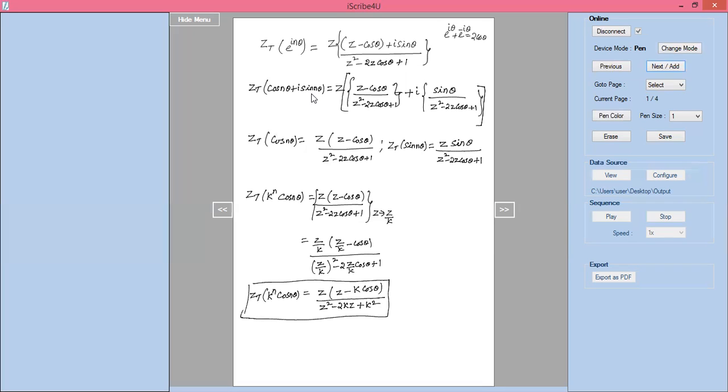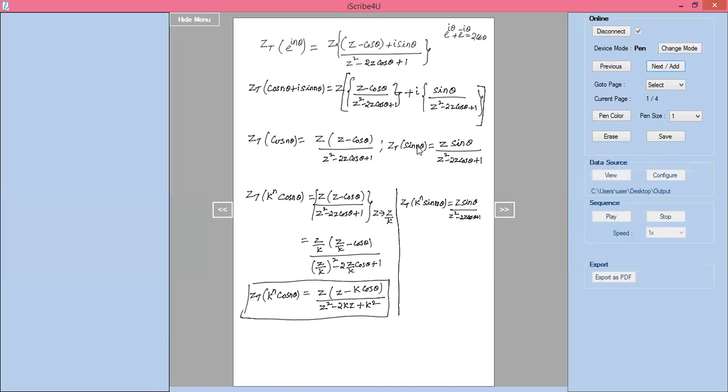Similarly, I found the z transform of cos n theta and sin n theta. How can I find the z transform of k power n into sin n theta? Similarly, I will write here the z transform of k power n into sin n theta equals z sin theta divided by z square minus 2z cos theta plus 1.